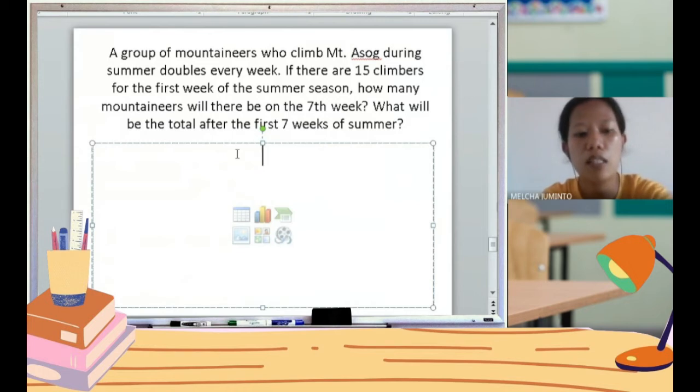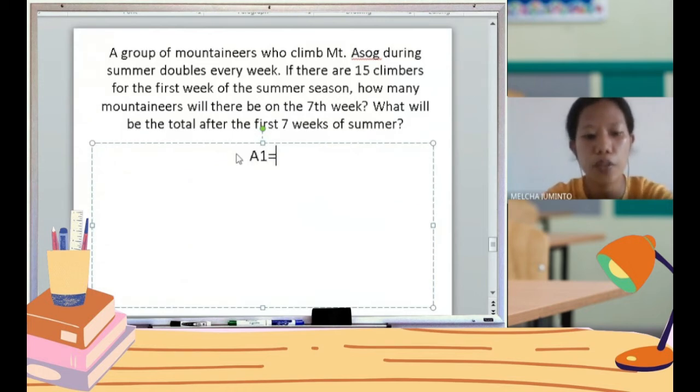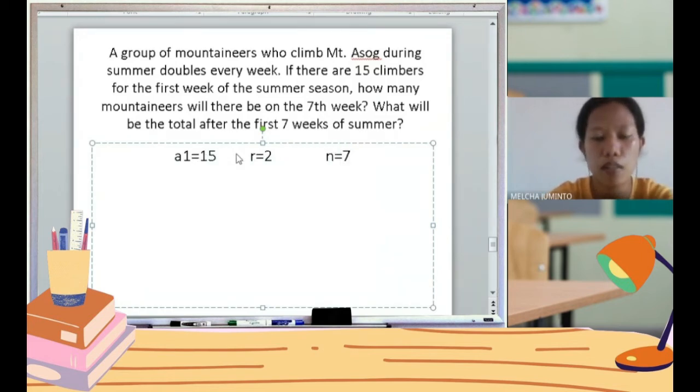Let us now list the given. The first term from the problem is 15. So in the first week, there are 15 climbers. So 15 is the value of a sub 1. And then we know that the common ratio is 2 from the word doubles, times 2. Therefore, the common ratio is 2. And then n is 7 from the 7th week. Okay. And then we now proceed with the formula.